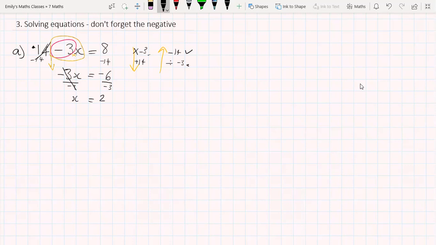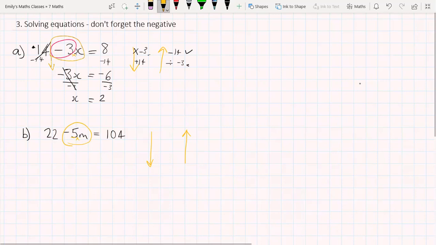And there we go. So let's do another one with a minus sign to consider. So what if we do 22 minus 5m equals 104. So let's have a think. What happened to the m this time, and how do we undo it? Also remembering that there's a times sign in between the 5 and the m, and this is not just 5, it's minus 5. So we need to remember all of that.